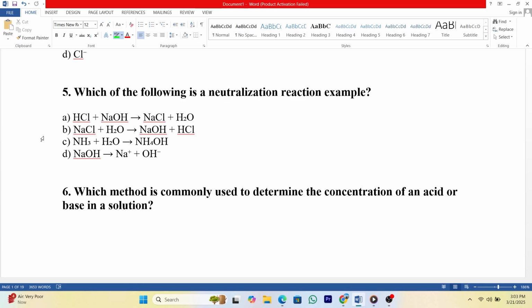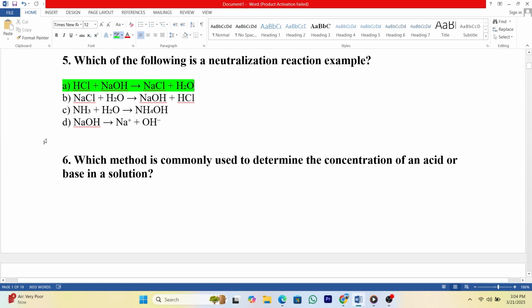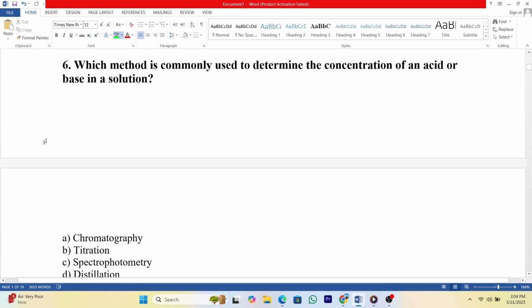5. Which of the following is a neutralization reaction example? A. HCl plus NaOH rightward arrow NaCl plus H2O. B. NaCl plus H2O rightward arrow NaOH plus HCl. C. NH3 plus H2O rightward arrow NH4O. D. NaOH rightward arrow Na plus O. Answer: A. HCl plus NaOH rightward arrow NaCl plus H2O.